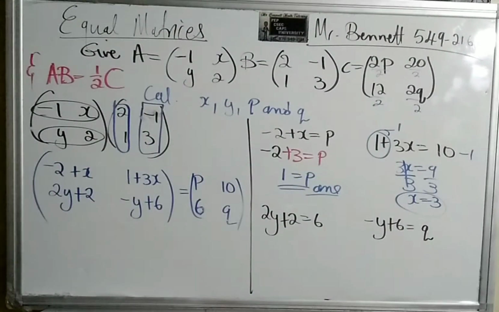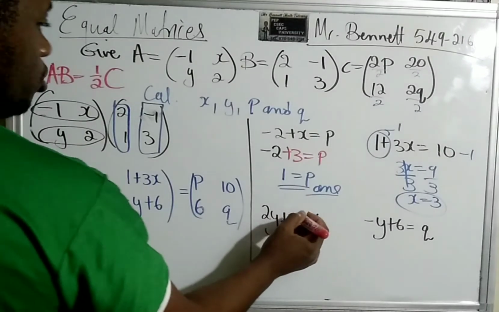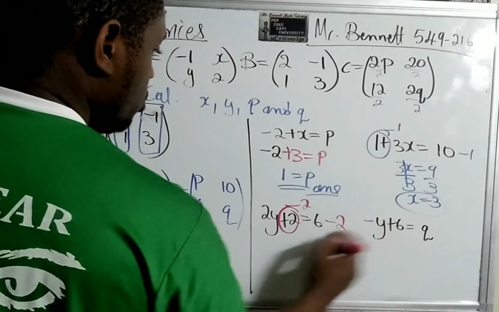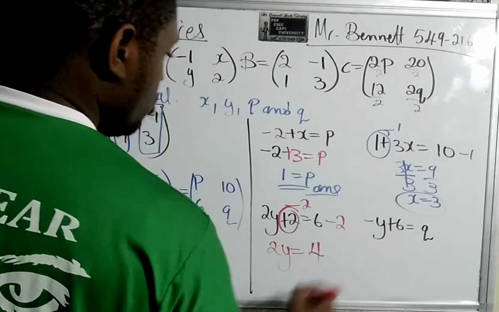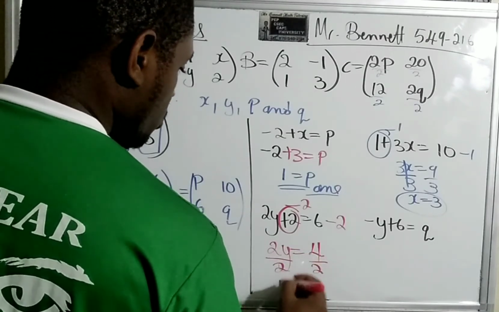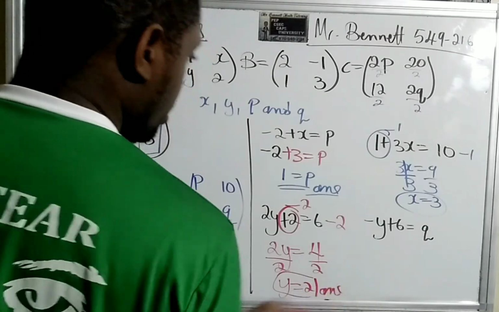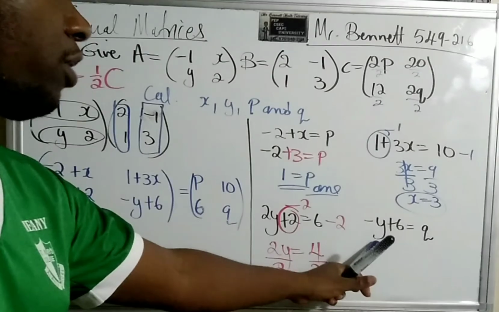Now we can solve for y, right? We already could do that in the first place. This is plus 2, so the inverse of plus 2 is minus 2. So minus 2 from this side. So it will be 2y is equal to 6 minus 2, which is 4. And we just divide by 2. So y is equal to 2. 3 marks are gone. We need to get 1 more mark and we need to solve for q.